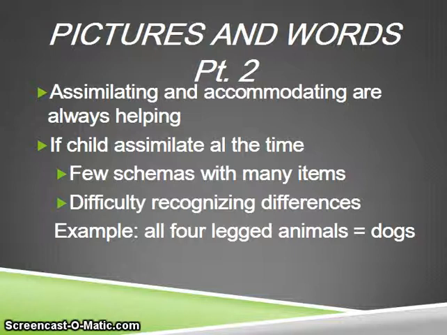An example of assimilating is seeing a dog that has 4 legs, and each time that you see an animal with 4 legs, you would consider it a dog, when in fact we know that not all animals with 4 legs are dogs.